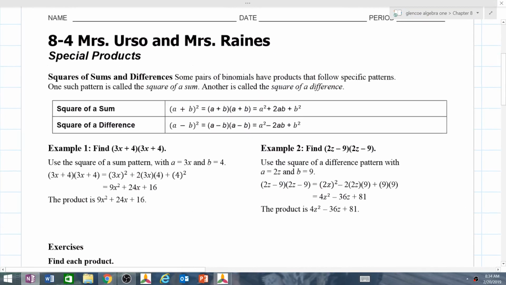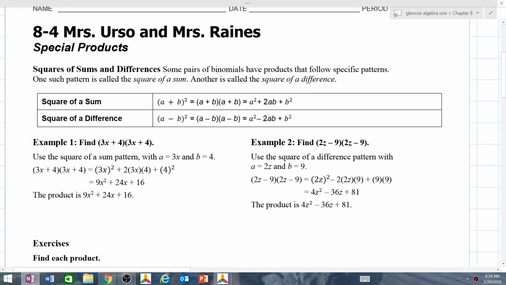This is lesson 8.4. We're going to talk about special products today. This lesson is really no different than what we discussed yesterday in lesson 8.3, multiplying polynomials, FOIL and/or vertical multiplication. We're just going to give fancy names to some patterns here today, and we're going to look at the square of a sum and the square of a difference.